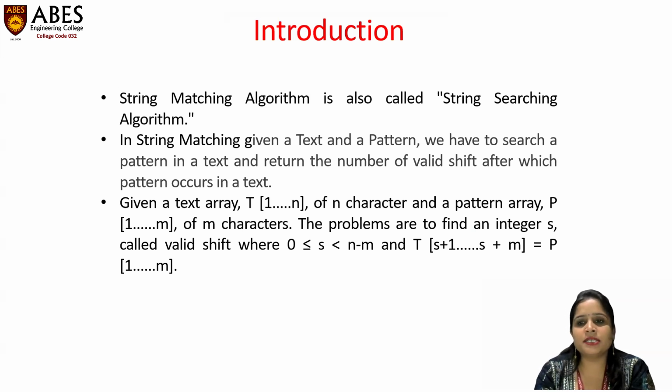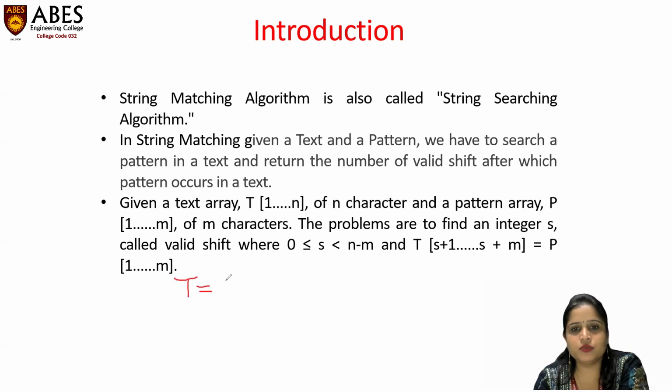To understand this concept, let us take an example. In string matching, we are given a text T. For example, T is equal to B, C, A, B, C. This is the text string.